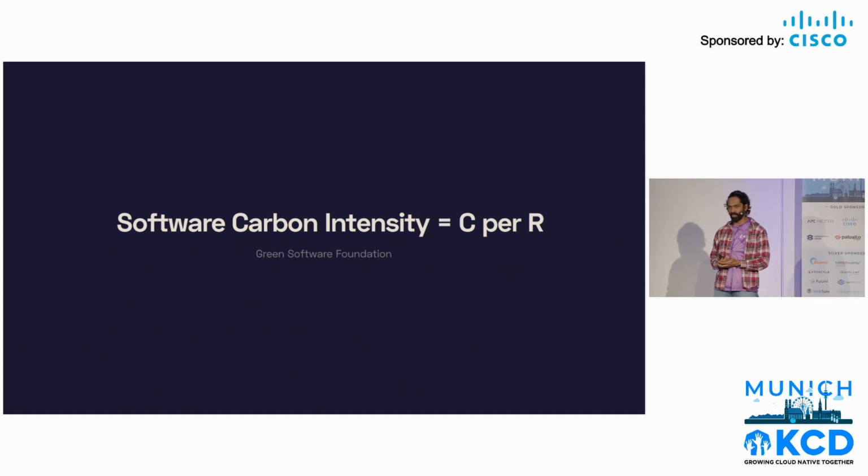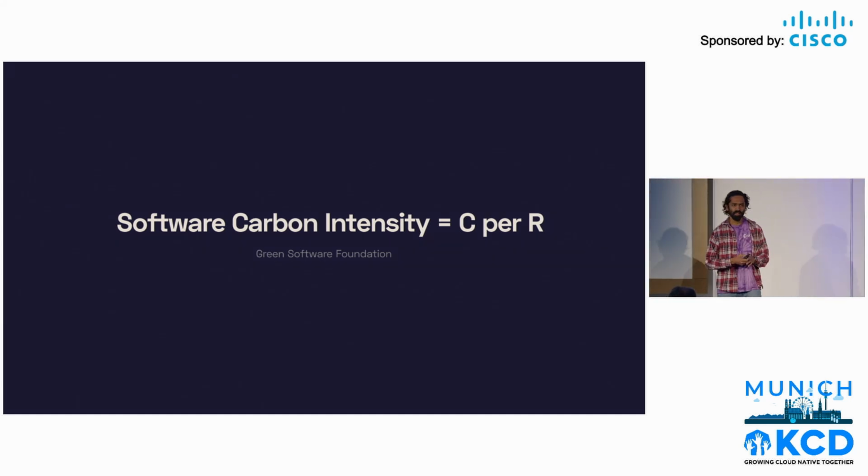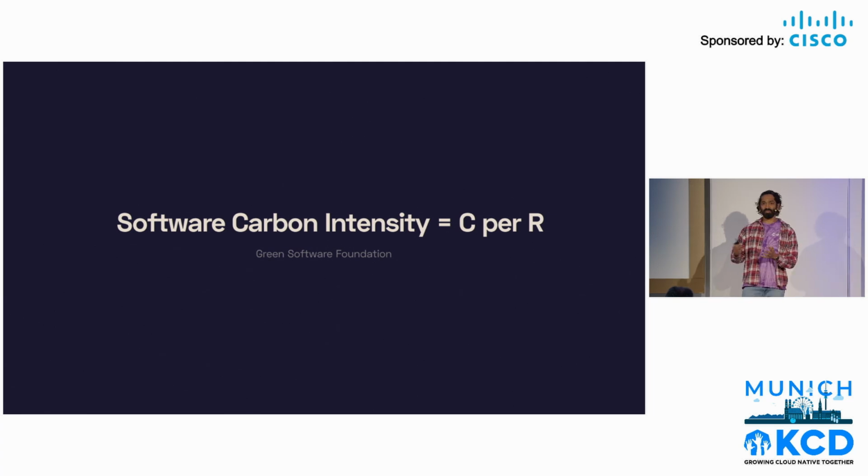Now, the Green Software Foundation, which does a lot of work in standardizing this, has a formula. And they call it the Software Carbon Intensity Formula. It's defined as C per R, where C is your carbon emissions, and R is a rate. Now, this isn't an absolute value. It is your carbon emission per something that you do. That could be per API call or per machine learning model. Now, how do you define the C? That's the more important part.